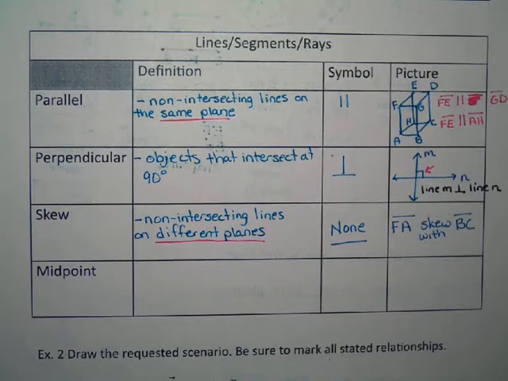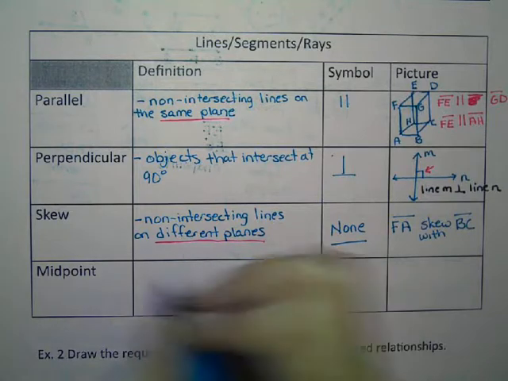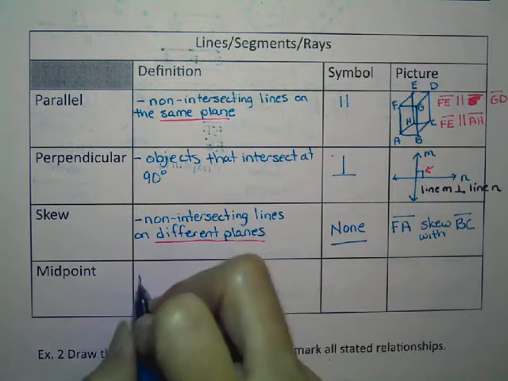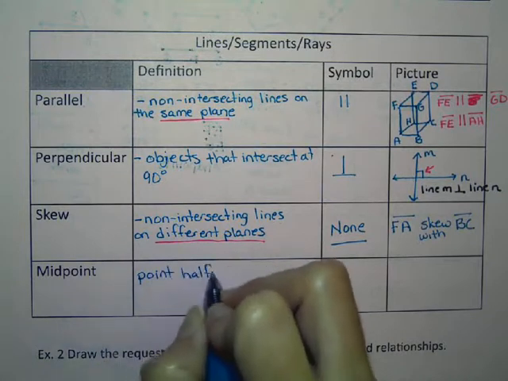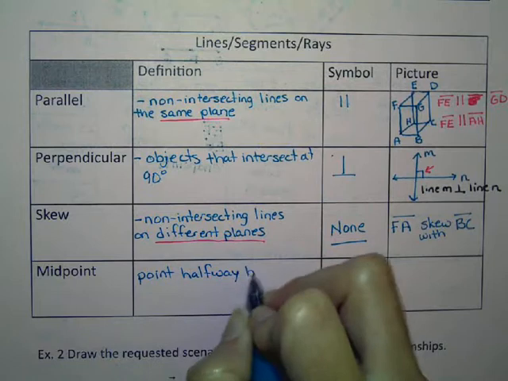Midpoint kind of makes sense. Mid means middle, point is like a dot. So midpoint is the point halfway between endpoints on a segment.